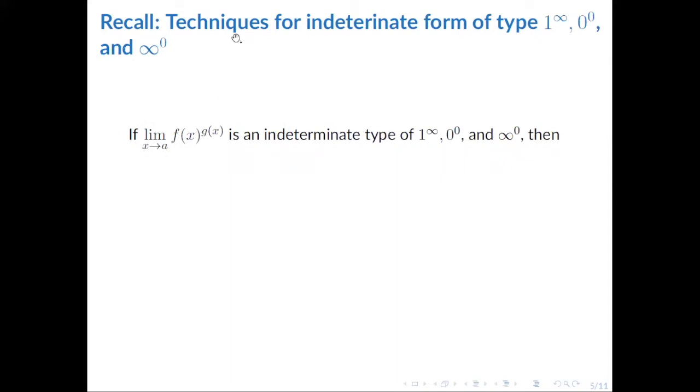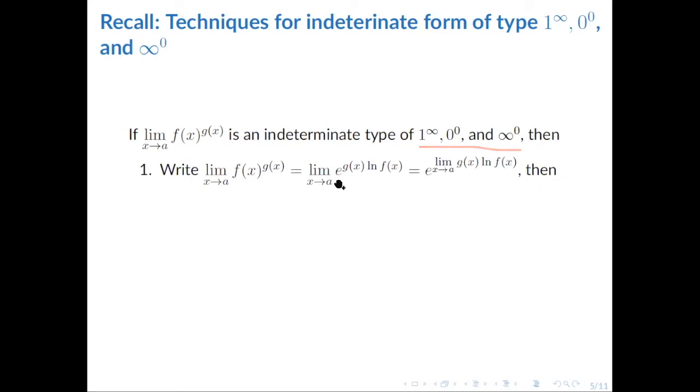Paano naman kapag indeterminate form of type 1 raised to infinity, 0 raised to 0, and infinity raised to 0? So if the limit of f of x raised to g of x as x approaches a is an indeterminate form of either of the three, then susulat natin to to this one, no? So the limit of e raised to g of x ln f of x as x approaches a, which is also equal to e raised to the limit of this one, no? As x approaches a.